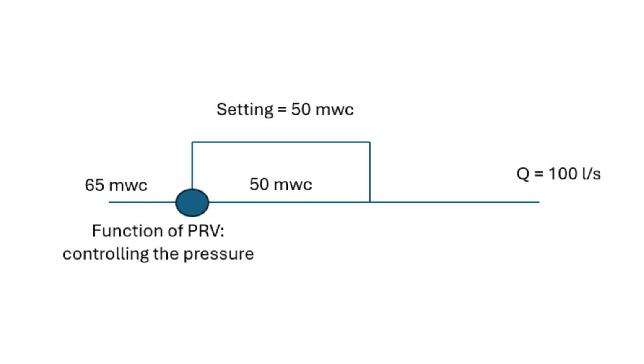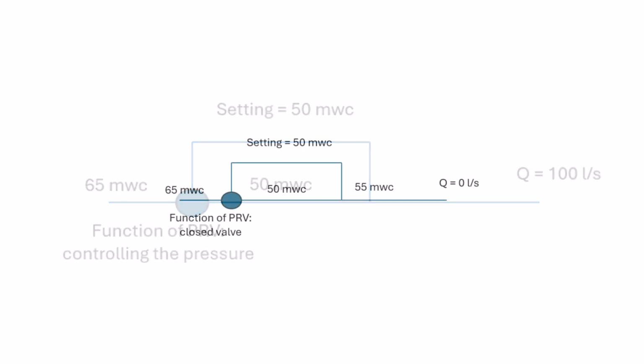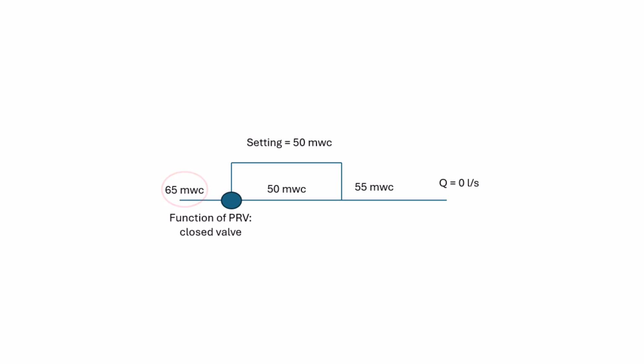If, on the other hand, we have the same pressure of 65-meter water column on the high pressure side, the setting of the valve is still 50-meter water column, but the pressure on the low pressure side is higher than the setting, for example 55 meters. Then the pressure reducing valve will behave as a closed valve, meaning it will not deliver any water. This is because you cannot reduce the water because the zone you are reducing to has a higher pressure than the setting of your pressure reducing valve.